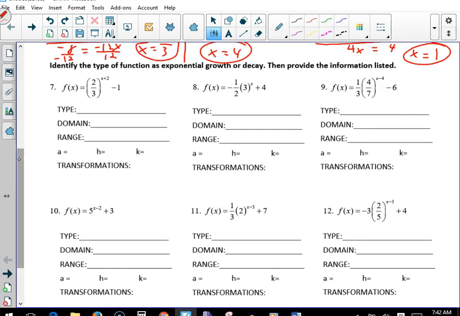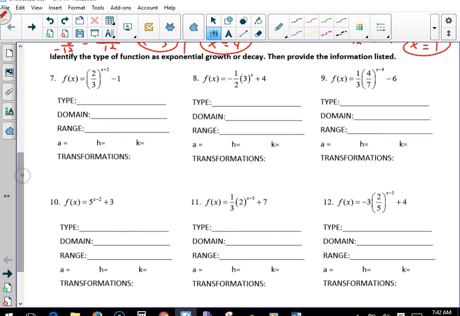Number 7 through 12. Okay, before we even attack any of these problems, find the exponent. X plus 2. X. X minus 4. X minus 2. X minus 3. X minus 3.